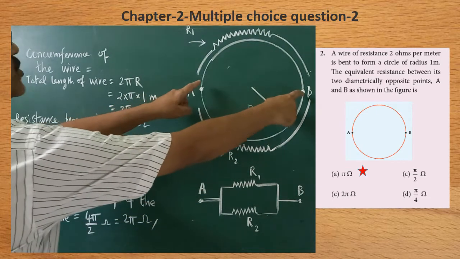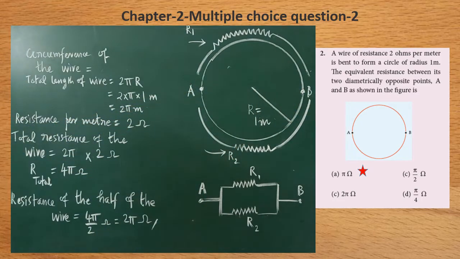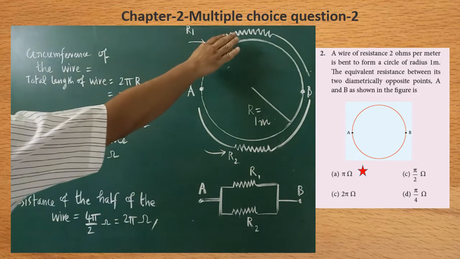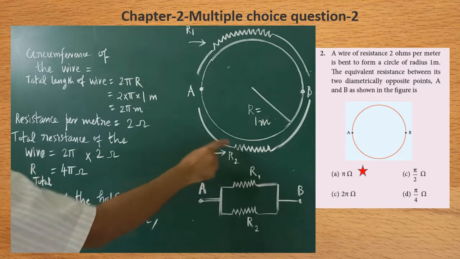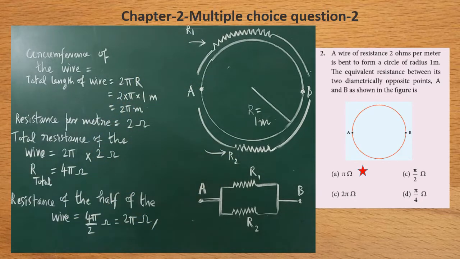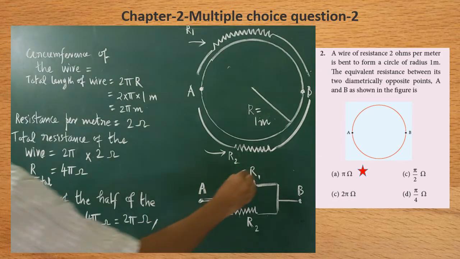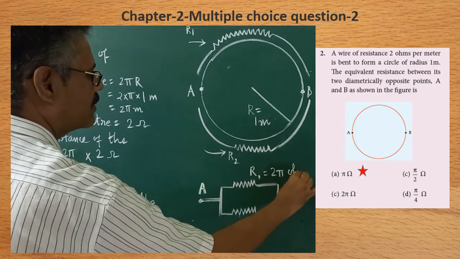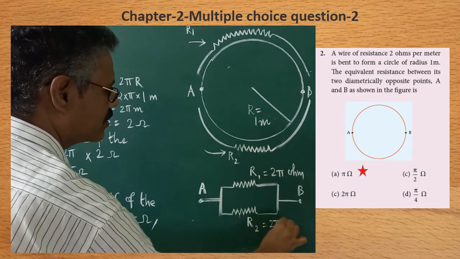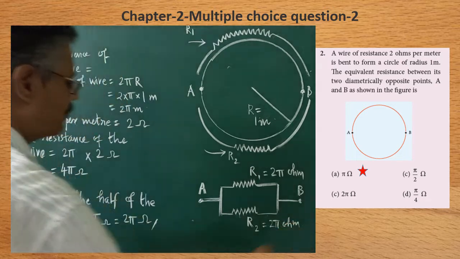Half of the portion of the wire, its resistance is how much? 2 pi ohm. So the upper part of the wire has 2 pi ohm. The lower part of the wire also has 2 pi ohm. That is, R1 is equal to 2 pi ohm, and R2 is also equal to 2 pi ohm. So write it here: R1 is 2 pi ohm, and R2 also is 2 pi ohm.